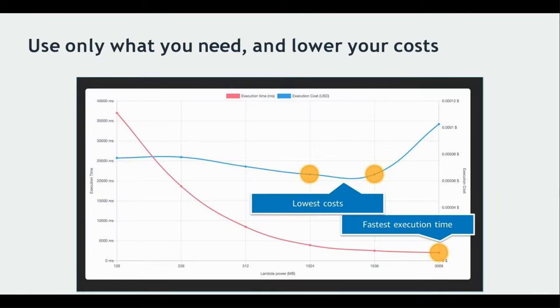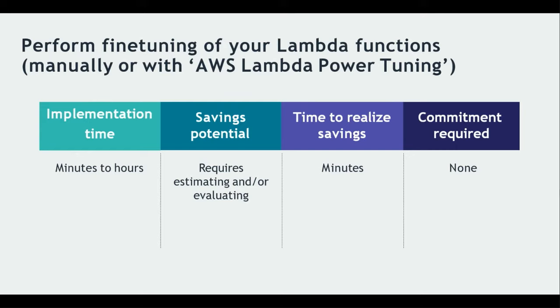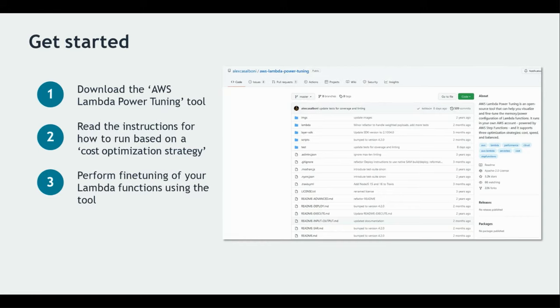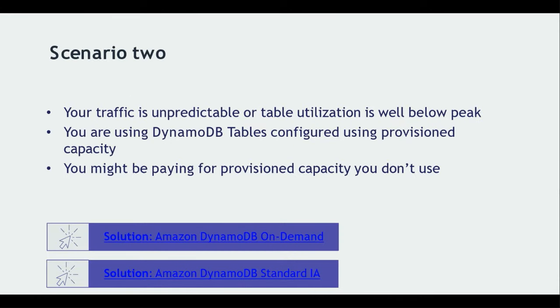Now let's understand how we can fine-tune. Based on the memory allocation, Lambda performs the execution, right? The right point is the lowest cost with the minimum memory allocation. To understand this, it will take no more than minutes, and you can implement it in minutes to hours, with no commitment required. Now let's see how you can do the fine-tuning. Through AWS Lambda Power Tuning, you can fine-tune your Lambda function using this tool, right? Let's move on.